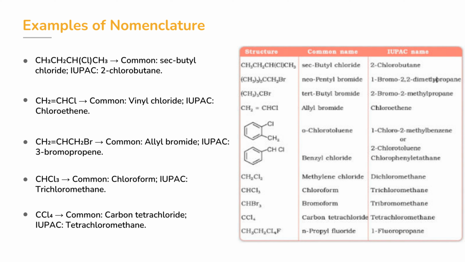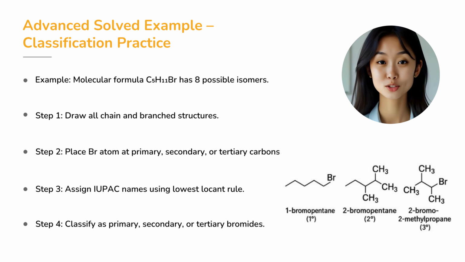Allyl bromide, written as CH2=CH-CH2Br, becomes 3-bromopropene in IUPAC. Chloroform, CHCl3, is actually trichloromethane. And carbon tetrachloride, CCl4, is renamed tetrachloromethane. These examples from Table 6.1 show how common everyday names like chloroform and vinyl chloride fit into a systematic IUPAC framework.